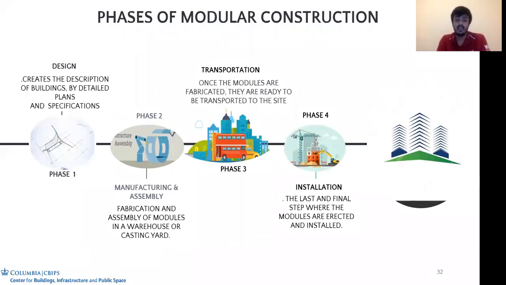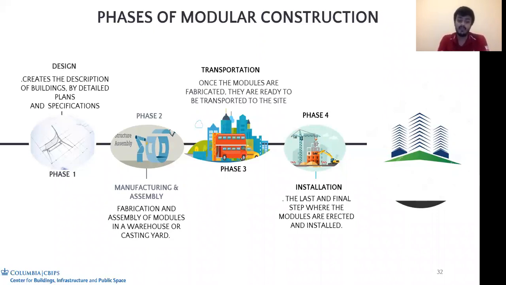Next slide. These are the phases of modular construction. First is the design phase. It's very necessary to create an accurate description of the building with detailed plans and specifications. This is one of the most important phases in modular construction, because once the design is locked and the modules are being manufactured, there can be no room for any change in design.